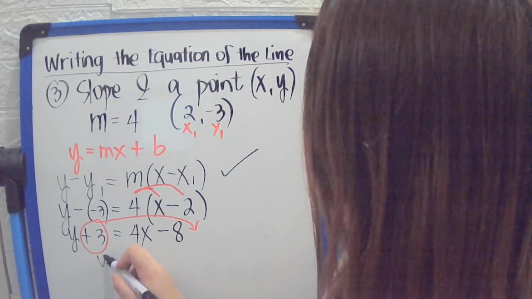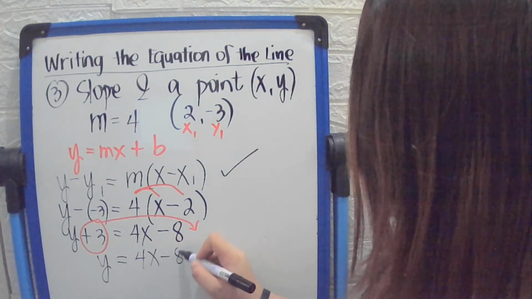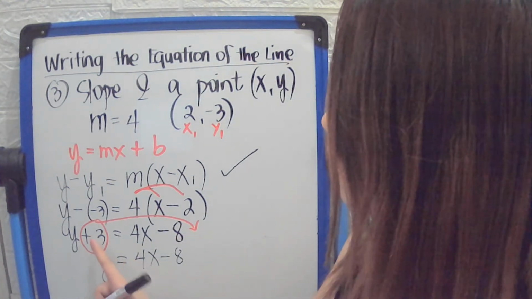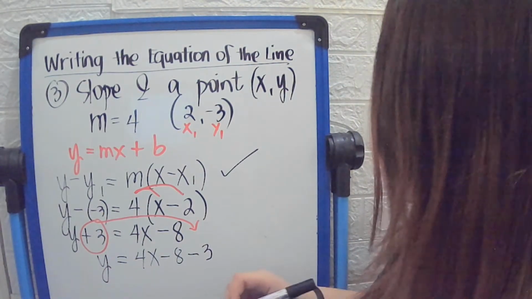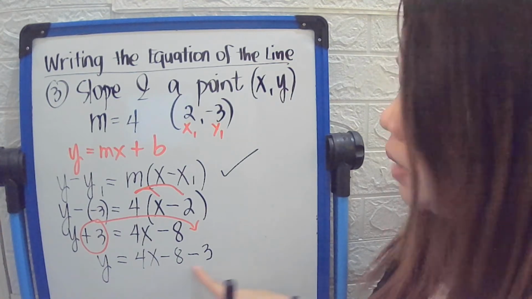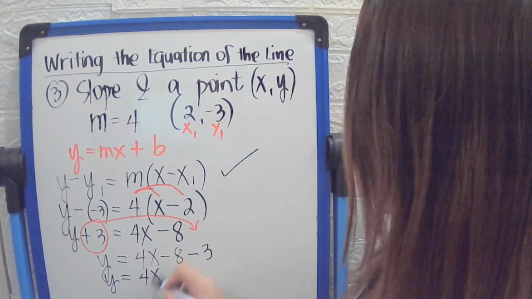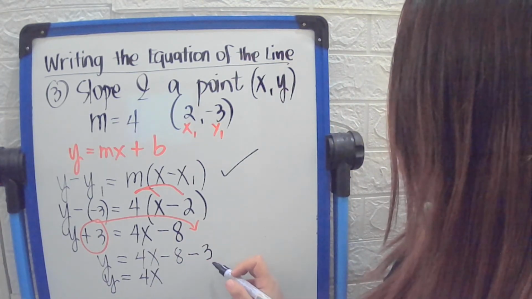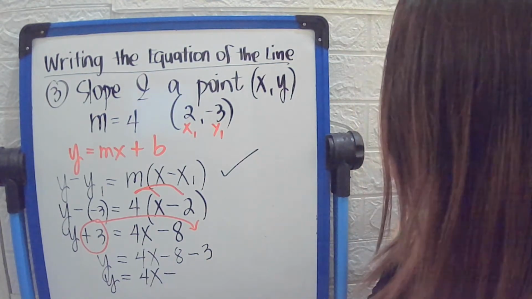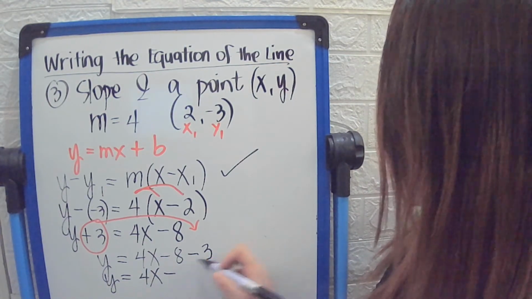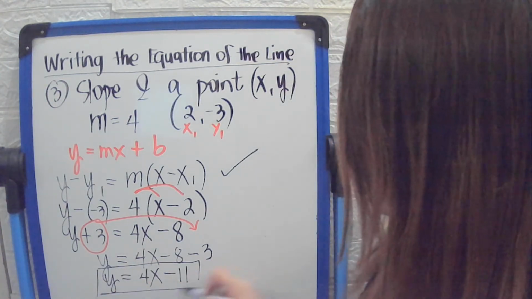Okay, so that will be y is equal to 4x minus 8. I just copied this. And then plus 3, pag nilipat, magiging minus 3. Magbabago ng sign. So, for our final answer, you just solve this part. So, y is equal to 4x. Negative 8 minus 3. Simple lang. Copy nyo lang yung sign nila. Minus or negative. And then, you just add the 2. So, that will be 11. So, this will be our equation of the line.